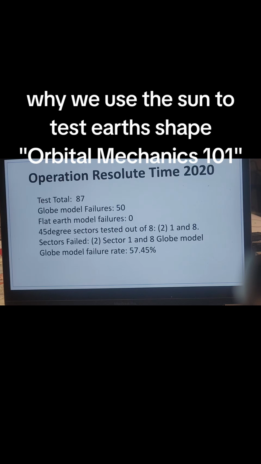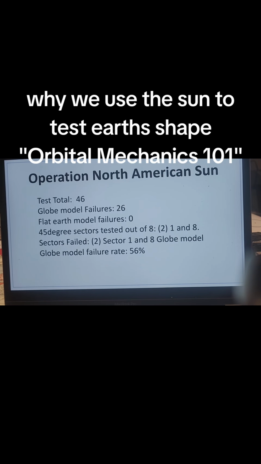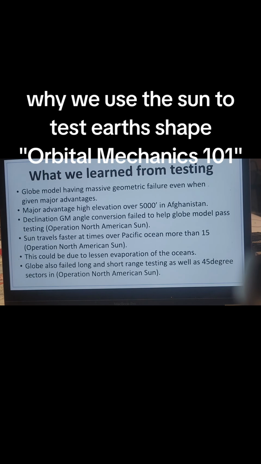And again, Operation Resolute Time, 87 tests, 50 of those failed, right at about a 57-58% failure rate. Sectors 1 and 8 failing over in Western Asia. Operation North American Sun, total tests 46, 26 of those globe model failures. 45 degree sectors 1 and 8 again failing. It also failed at long distance and short distance testing as well, for a 56% failure rate.